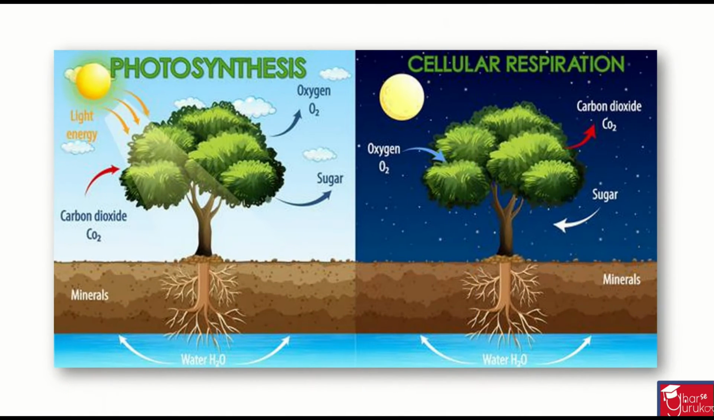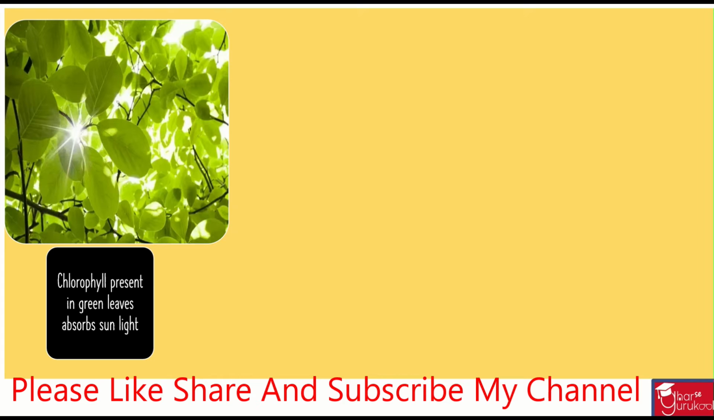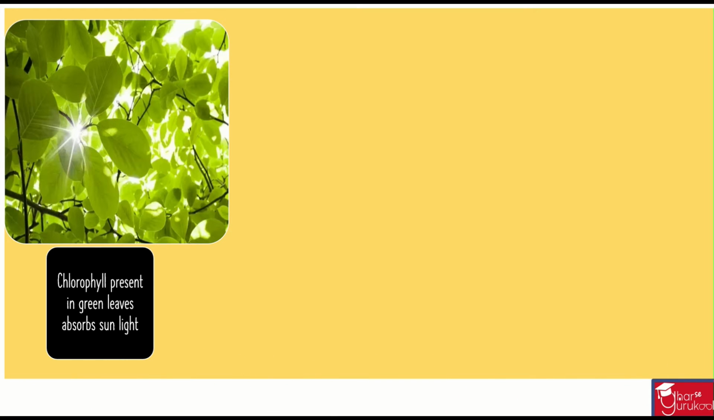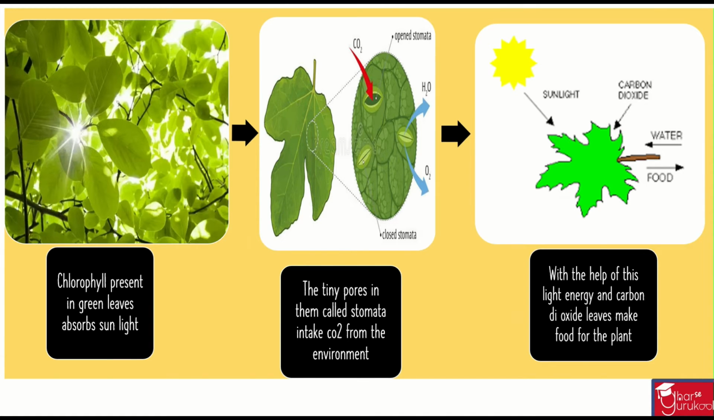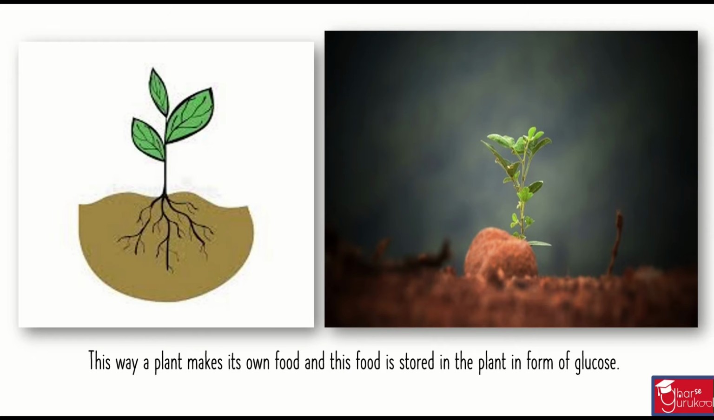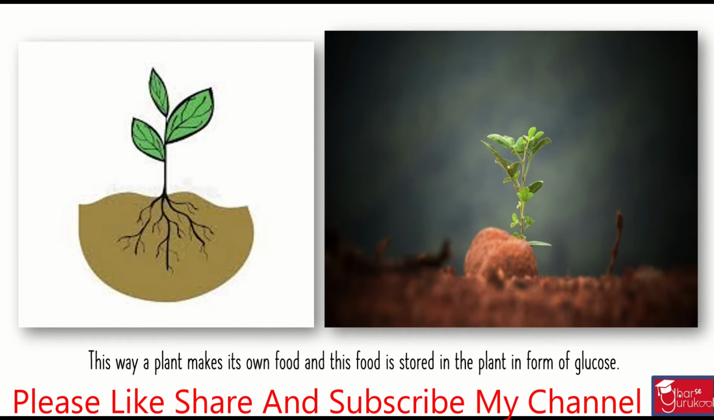During daytime, when chlorophyll present in green leaves absorbs sunlight, the tiny pores in them called stomata intake carbon dioxide from the environment. And with the help of this light energy and carbon dioxide, leaves make food for the plant. In this process, roots also help leaves by supplying necessary minerals and water from the soil.